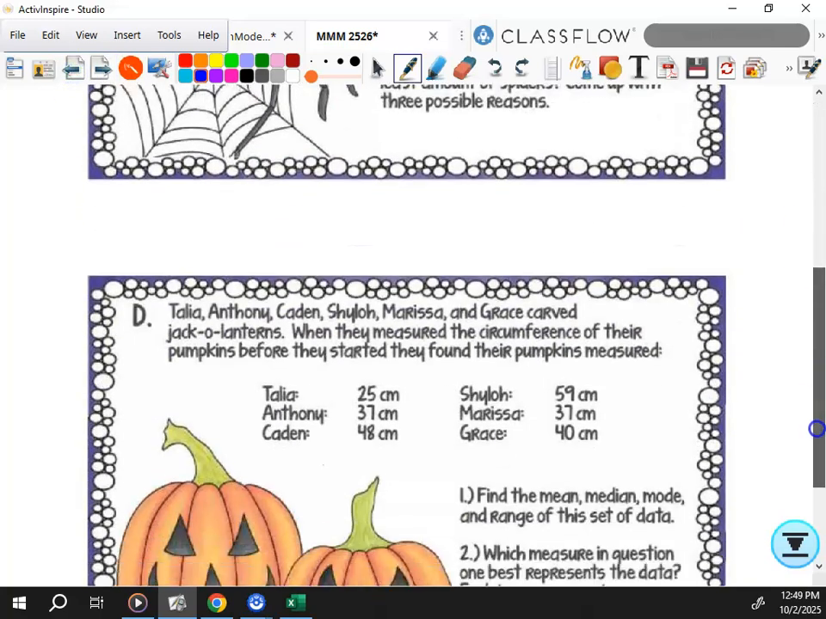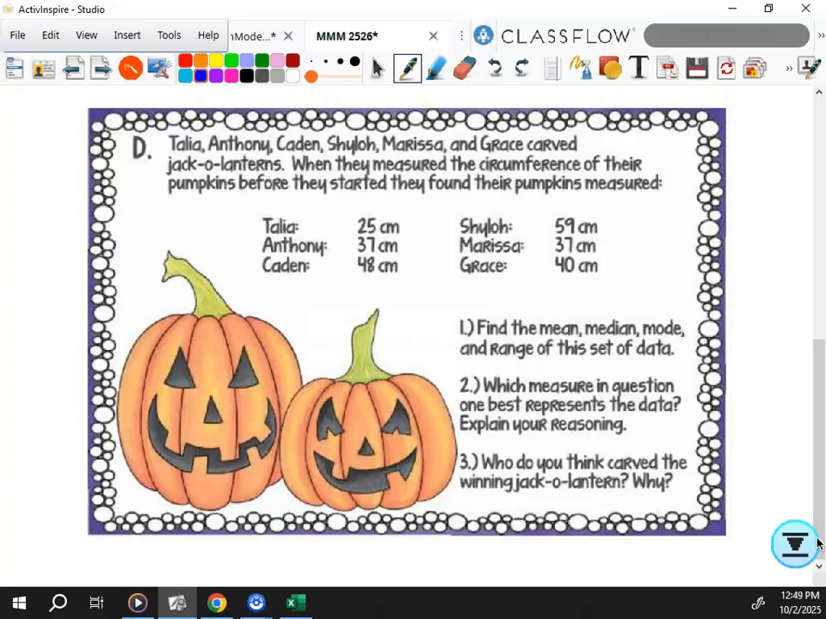D. All right. So Talia, Anthony, Caden, Shiloh, Marissa, and Grace carved jack-o'-lanterns when they measured the circumference of their pumpkins before they started. They found their pumpkins measured these amounts. Now, whether you did this one or not, I do want to talk about especially the number 2 here. Find the mean, median, and mode. Okay, so what is the mean? 41. Okay, median, 38.5. Mode, 37. And range, 34. Okay.